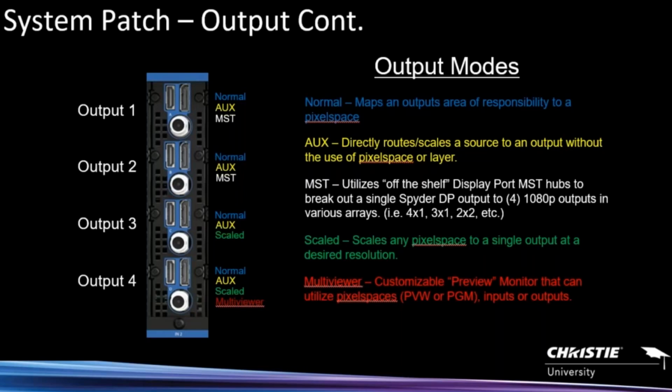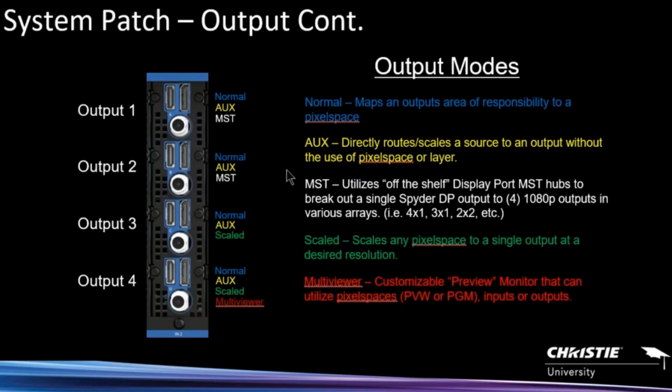Those aux are also available on every output. And the nice thing about that is that it will scale that source to that output, right? So if it's an HD source going to a 4K output, it'll scale it up. If it's a 4K source going to a 1080p output, it'll scale it down. So you don't have to worry about that. It is a hard switch every time you change that, but just keep that in mind.